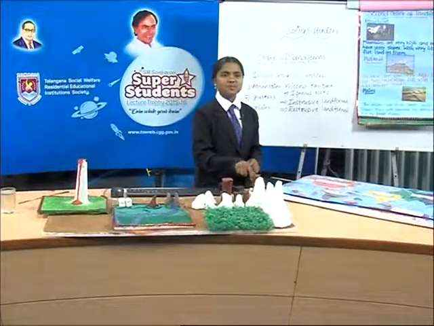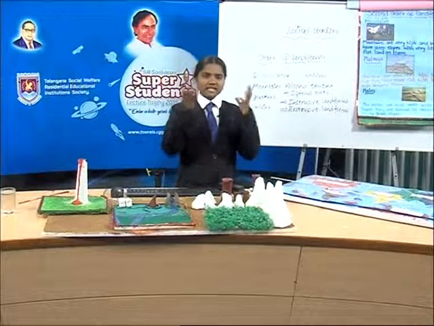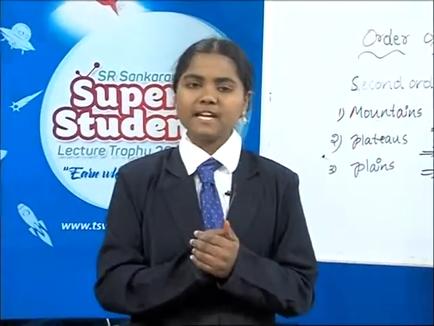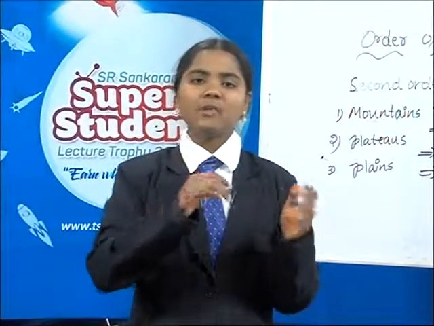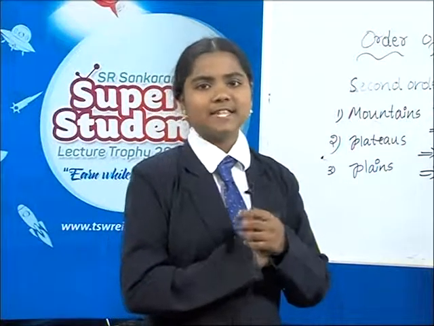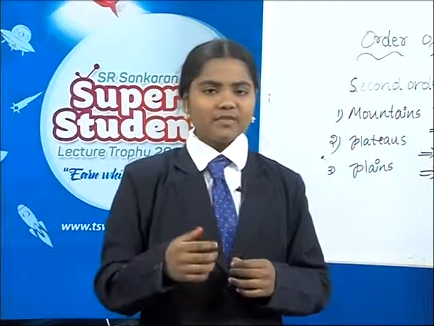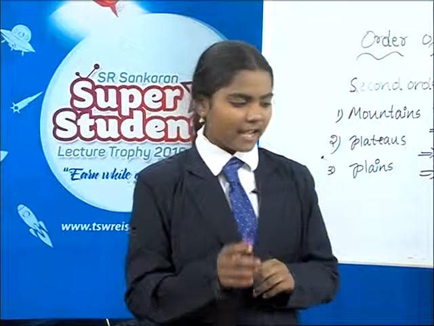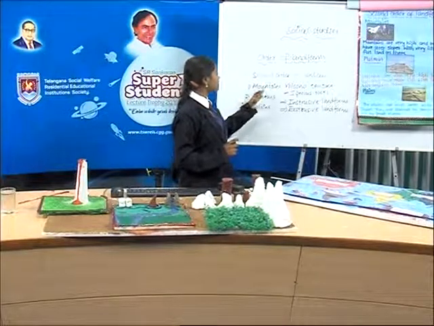Extrusive landforms means the lava which was erupted and spread all over the earth's surface cools down and forms hard rocks. It is called extrusive landforms. Friends, are you understanding my points? Okay. The next one is the plateaus.